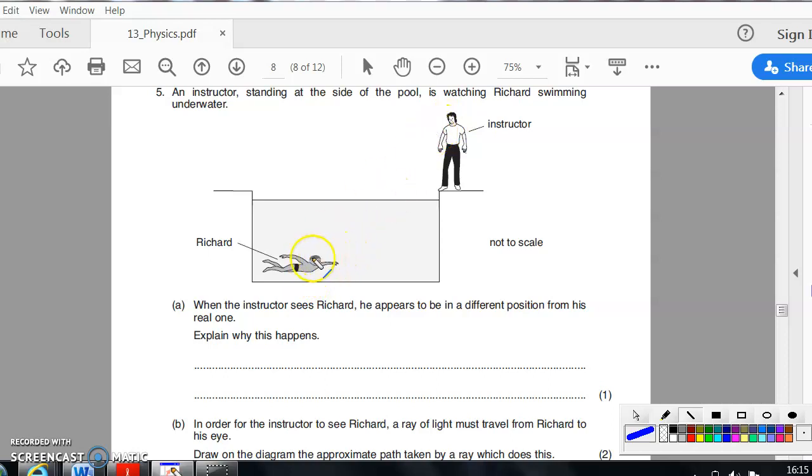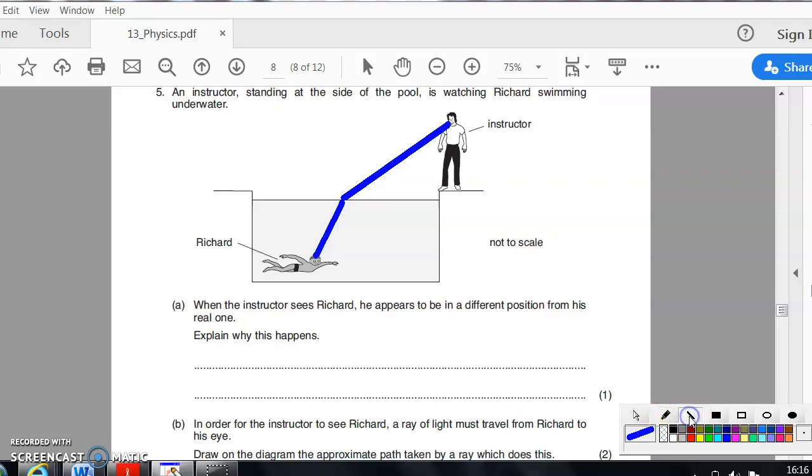So I'm going to travel from the boy to the instructor. So I would really exaggerate this line. When it hits the difference between the air and the water, then it will refract. Okay. So this line will go there.